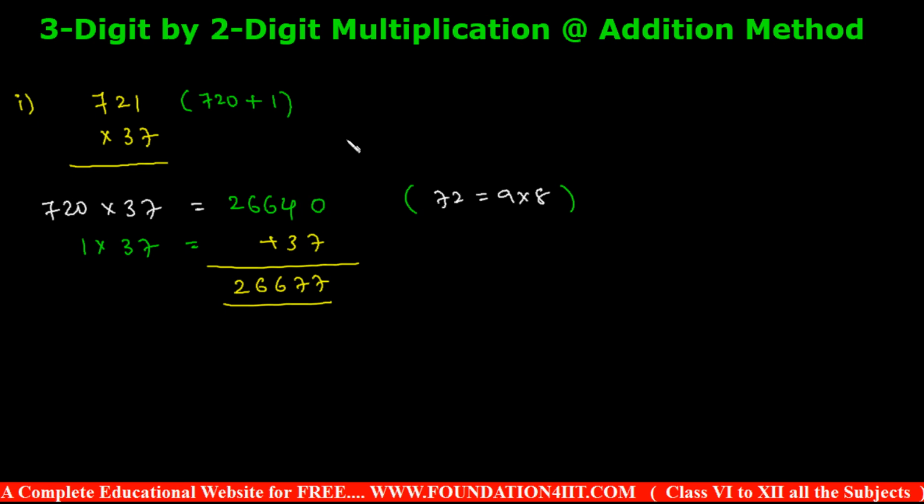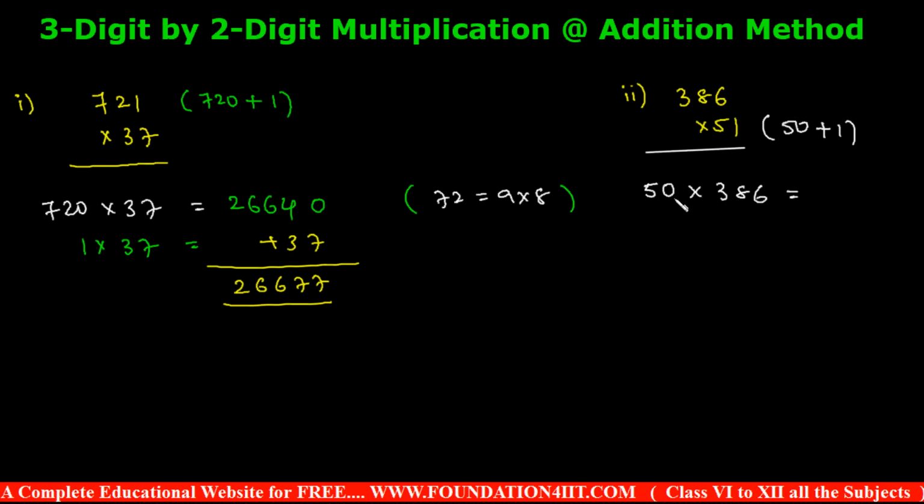Let me take another example. 386 into 51. The number which is near to the tens, you can split and make it easy. 51 I can write as 50 plus 1. Even if you notice, the problem is 3 digit by 2 digit, but with 50 plus 1, you just multiply with 5 and multiply with 1.